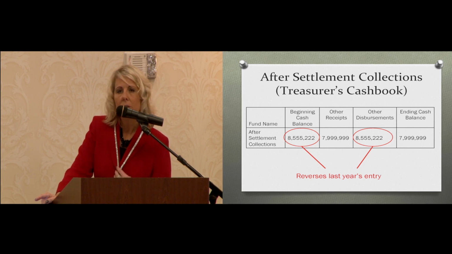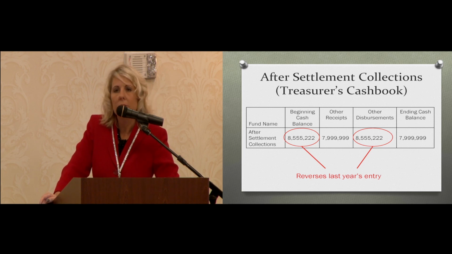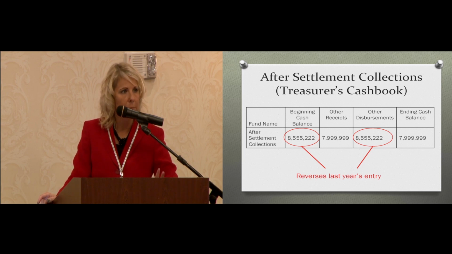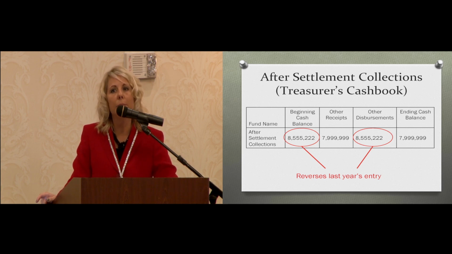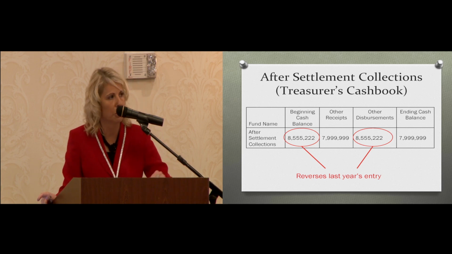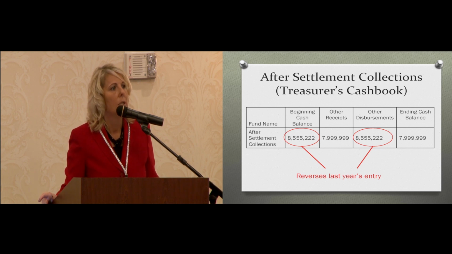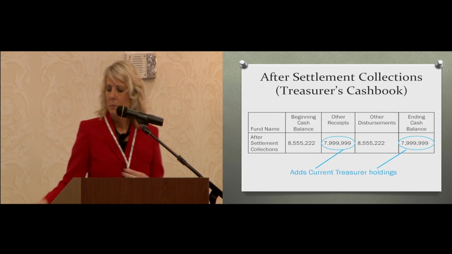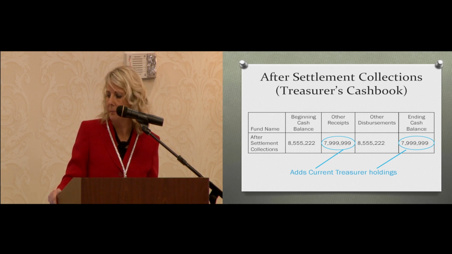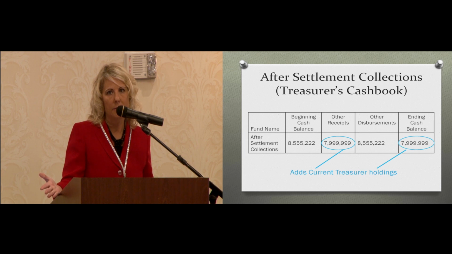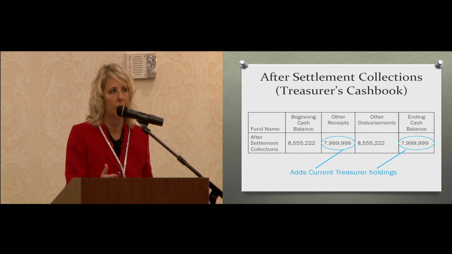They first start with what their after settlement collections were last year at the ending balance, which is your beginning balance, and that will automatically be the same number that they put into the disbursements column. They will then figure out how much collections they're holding right now that have not been quieted in. That's the ending balance, and it is the receipt number.